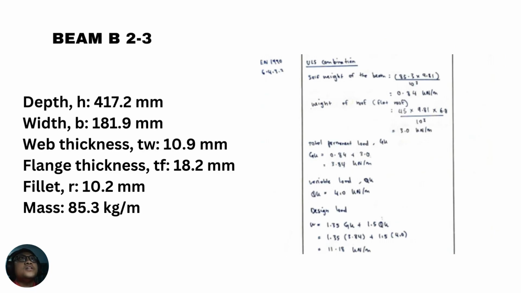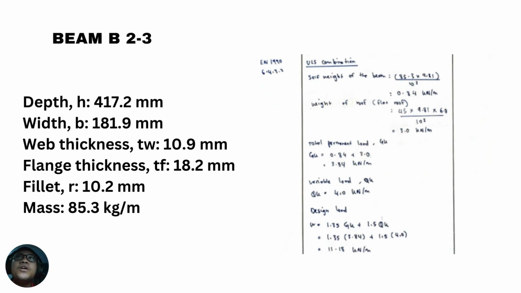Next we go to the details of the section. The depth is 417.2 mm. The width is 181.9 mm. The web thickness is 0.9 mm. The flange thickness is 18.2 mm, and the fillet is 0.2 mm, and lastly the mass is 85.3 kg per meter.